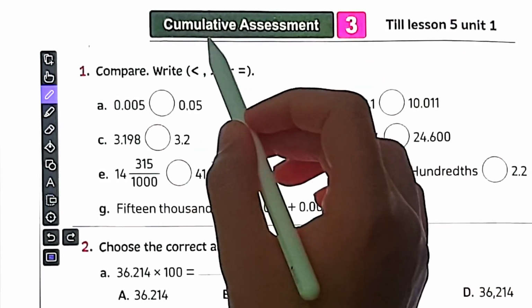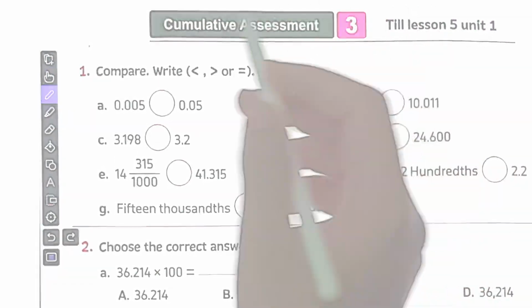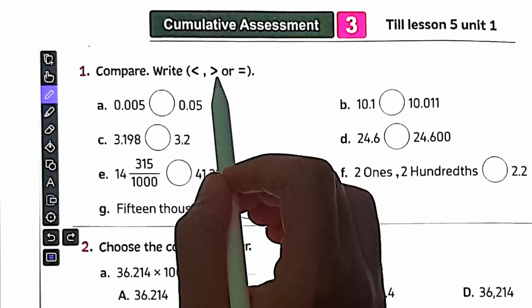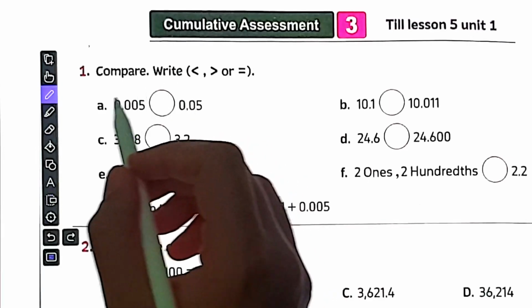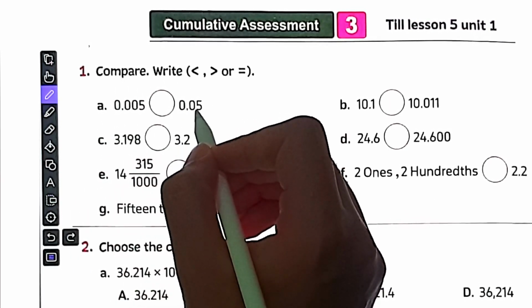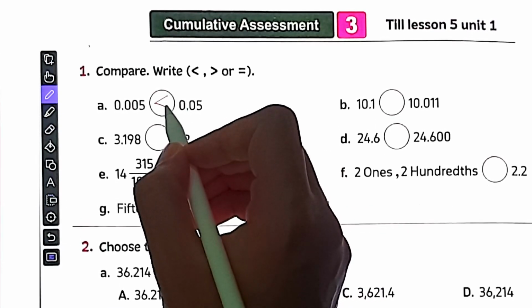Today we will solve Cumulative Assessment 3 till Lesson 5 Unit 1. Number 1. Compare. Write smaller than, greater than, or equal. A. 5 in thousandths or 5 in hundredths. Of course, 5 in hundredths is the bigger.